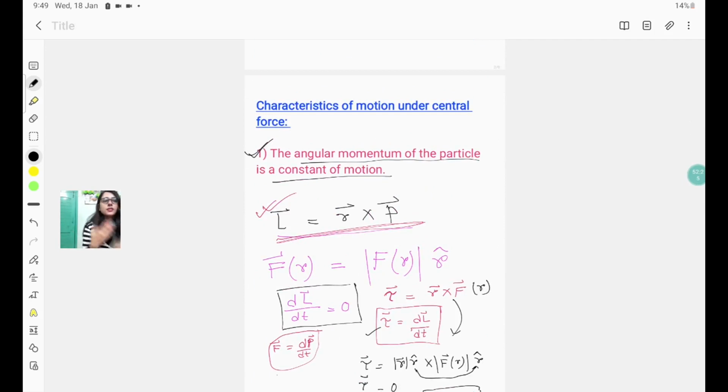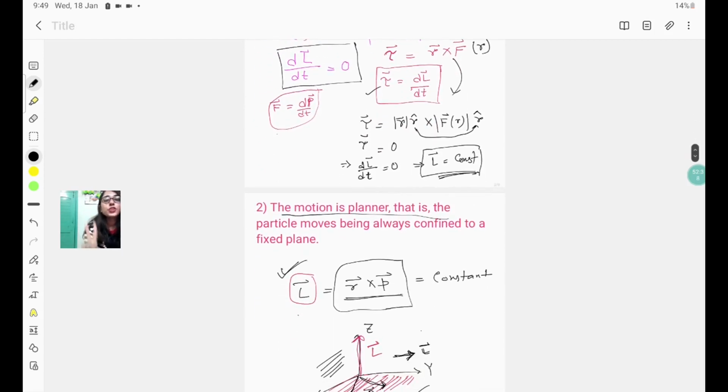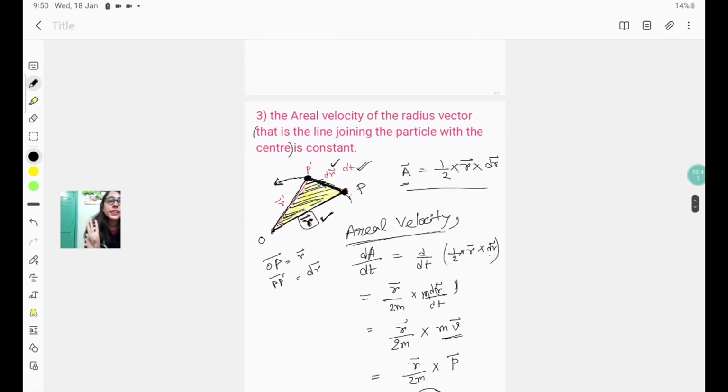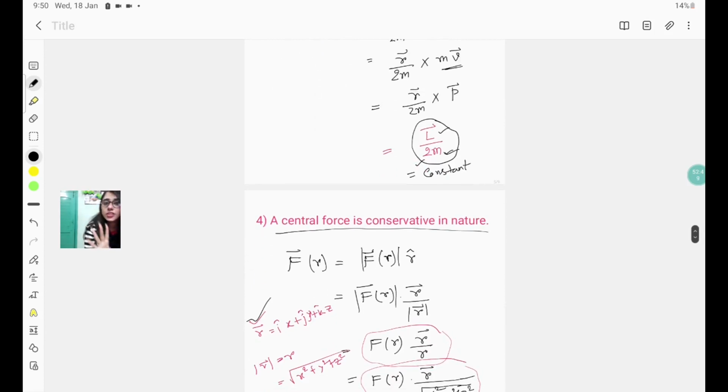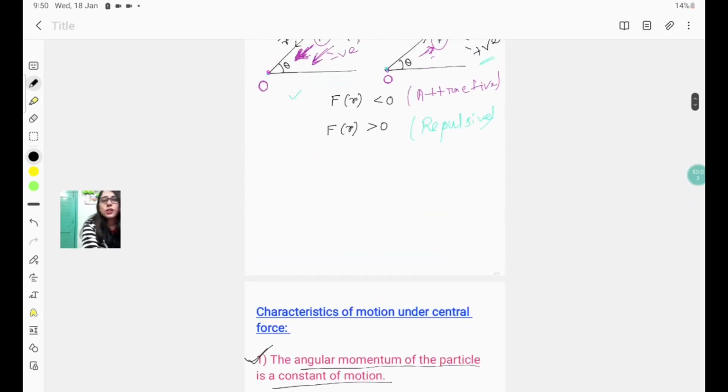So again I am telling it once more for you to recall all this. Number 1, the angular momentum of the particle should be a constant of motion. Number 2, the motion should be a planar motion. Number 3, the areal velocity of the radius vector should be constant. And number 4, the central force should be conservative in nature. If these 4 categories are fulfilled by a force, only then that force should be called a central force. Okay, so this was all about today's video.